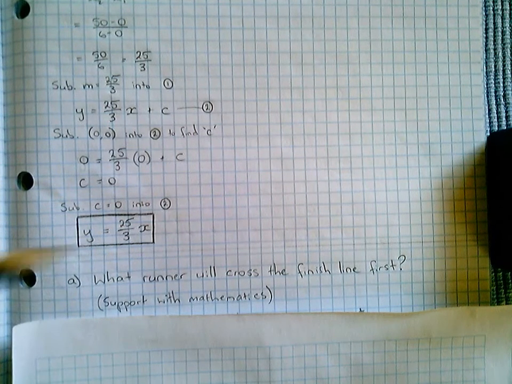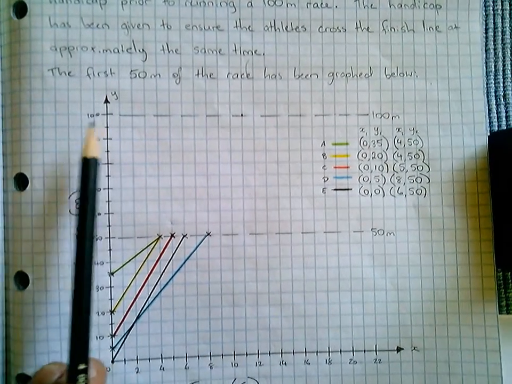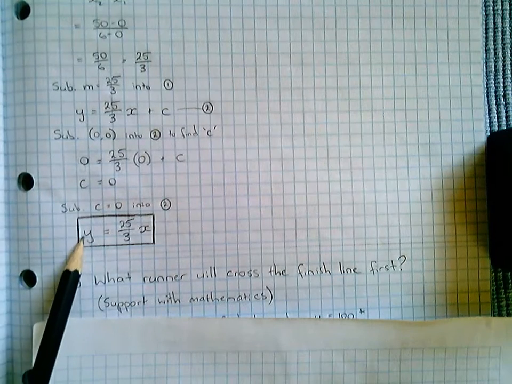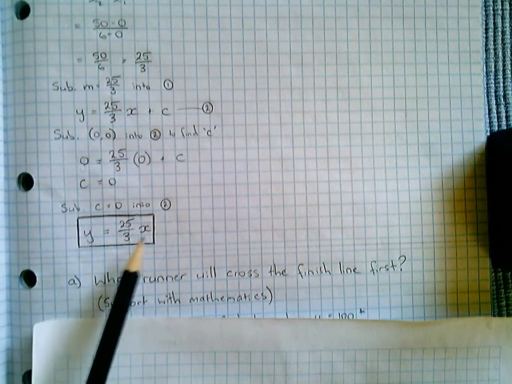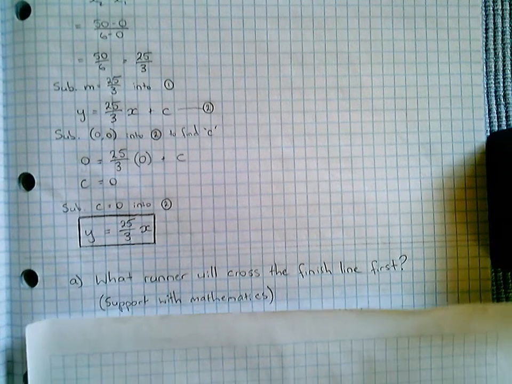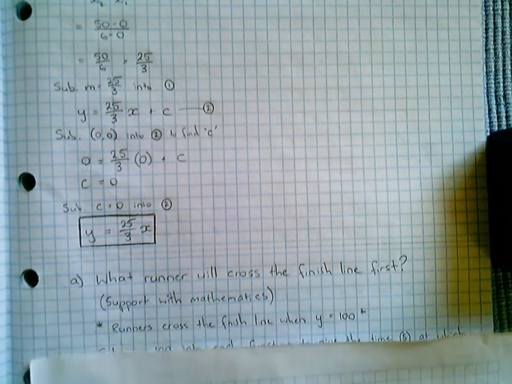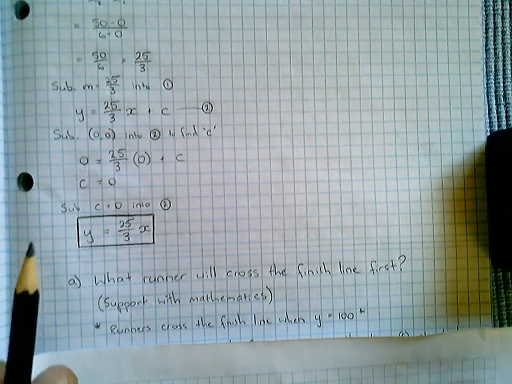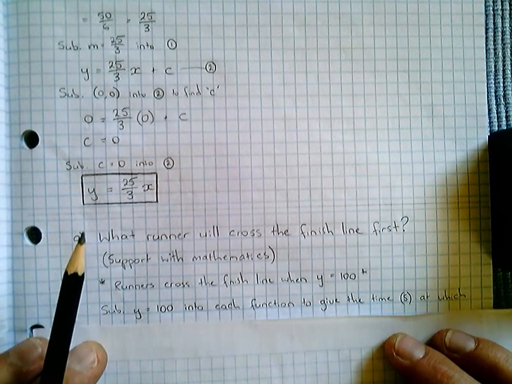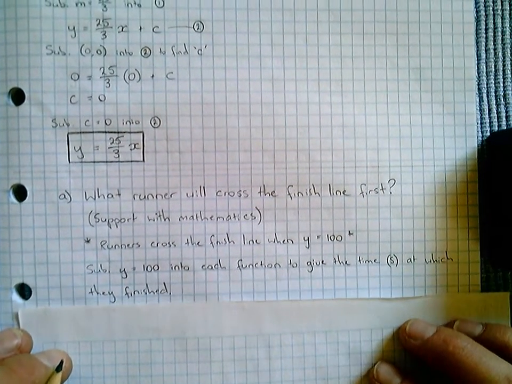Now what that means is the finish line in the graph is represented by a y value of 100 because it's a 100 meter race. So this y value of 100 up here I can substitute into each runner's function to get the time in which it took them to cross the finish line. And obviously the person who crossed the finish line in the shortest amount of time will be the person who crosses the line first. So that's what we're going to do. And that's what I've noted. Runners will cross the finish line when y equals 100. So sub y equals 100 into each function to give the time in seconds at which they finished.